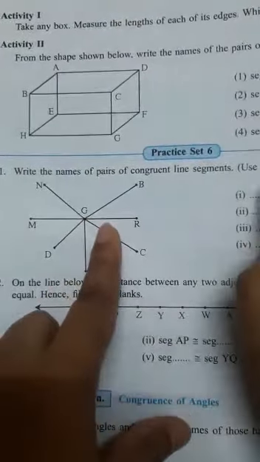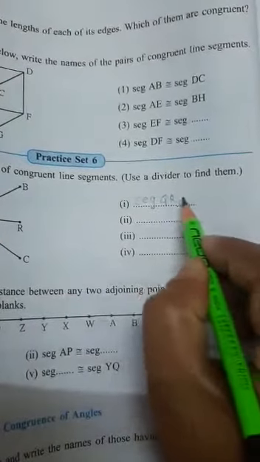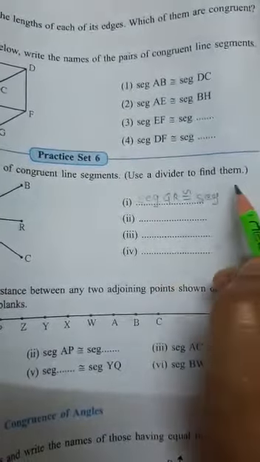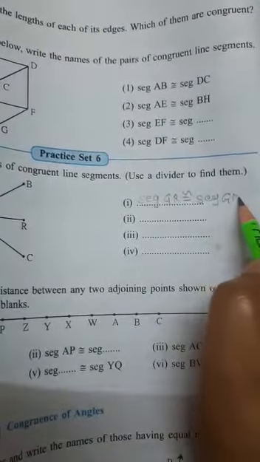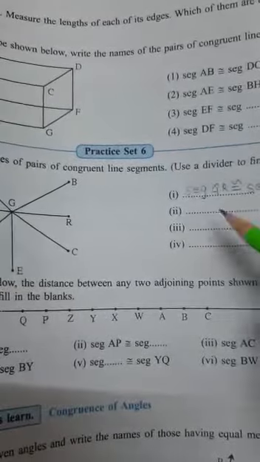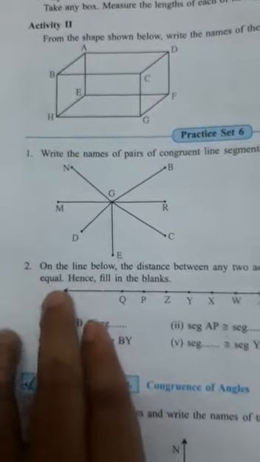So we got our first pair as segment GR congruent to segment GN. This way you have to write. This is our first pair. Similarly, you have to find out the other three pairs from this diagram. Now, let us see question number 2.